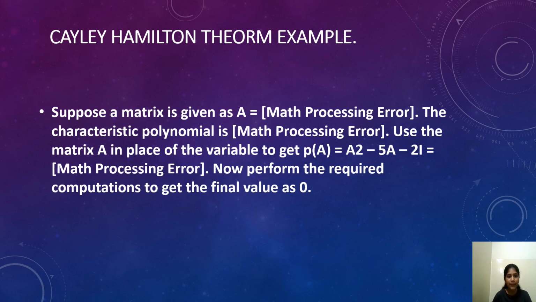Cayley-Hamilton theorem example. Suppose a matrix is given as A. The characteristic polynomial is lambda squared minus 5 lambda minus 2. Use the matrix A in place of the variable to get P of A is equal to A squared minus 5A minus 2I. Now perform the required computations to get the final value as 0.